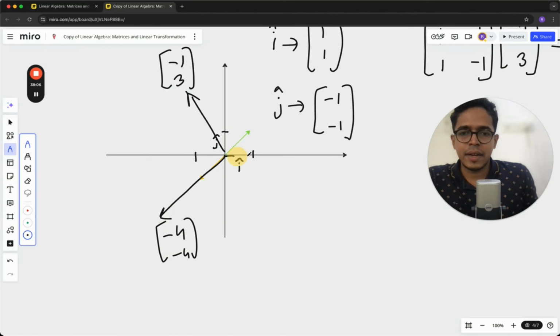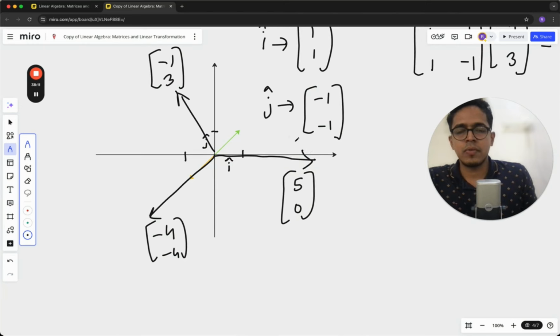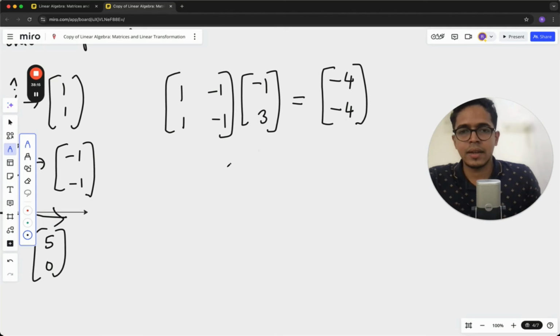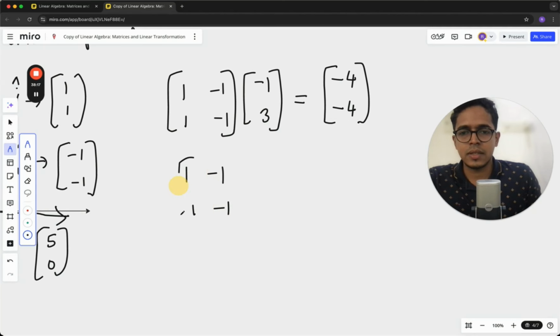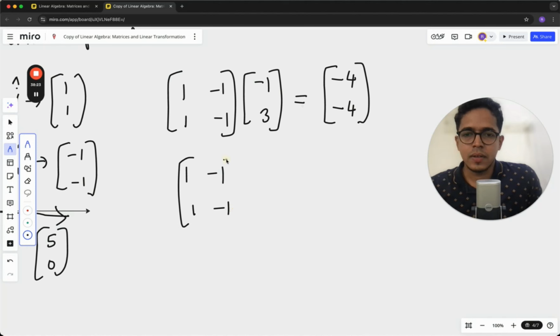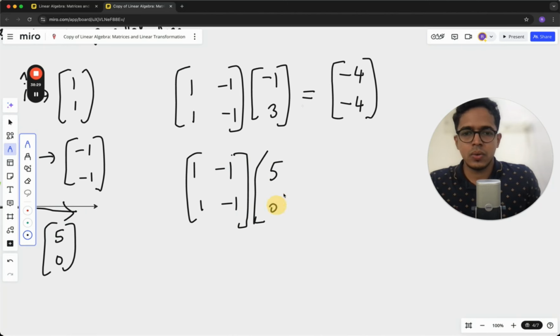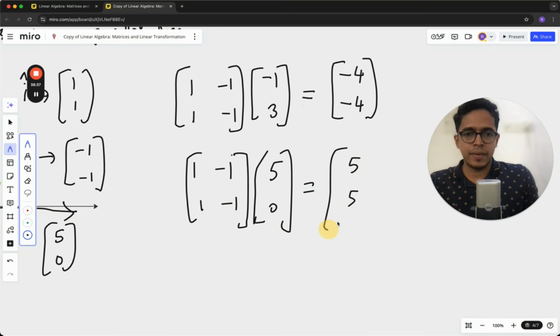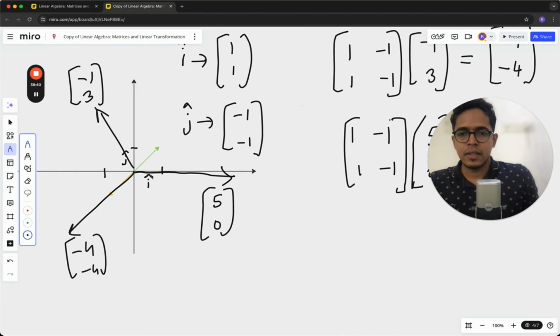And this applies to any vector. If we take this vector, let's say 5, 0, this also will get transformed such that it stays along this line. So 1, minus 1, 1, minus 1, this is the transformation matrix. The vector we are transforming is 5, 0. This will become 1 times 5 plus minus 1 times 0, which is 5, and 1 times 5 plus minus 1 times 0, this is also 5. So this 5, 0 vector got transformed into this vector, which is again along the same straight line.